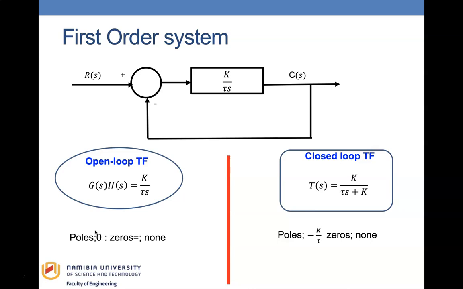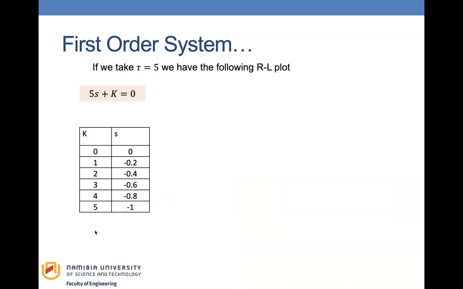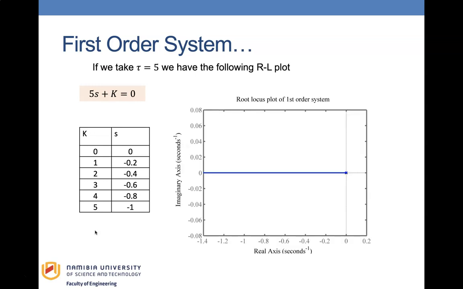To trace the root locus, let us take tau equals 5, and then we vary the value of K of the characteristic equation 5s plus K equals 0, and find the poles, which we will then plot on the s-plane, where s equals minus K over 5. We can see that the root locus starts at s equals 0 and moves along the real axis to infinity. Since this is a first order system, we have one locus.